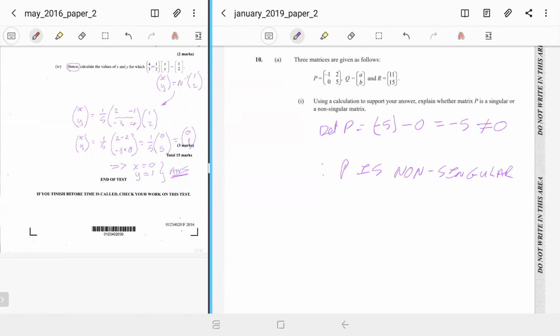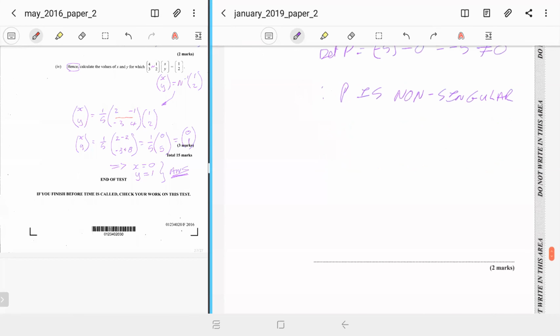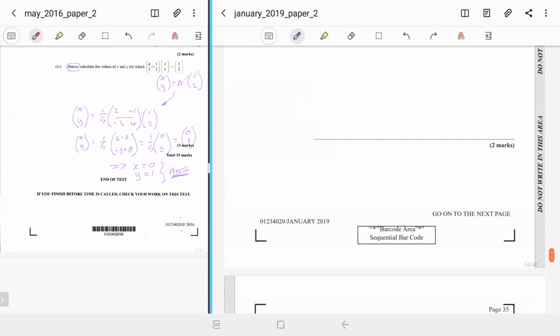Done. Full marks for us doing that in the exam. Show the determinant is not equal to 0. Therefore, it is non-singular. The determinant is actually equal to -5. You get me? Yes, nice and easy. Good. 2 marks for us doing that.